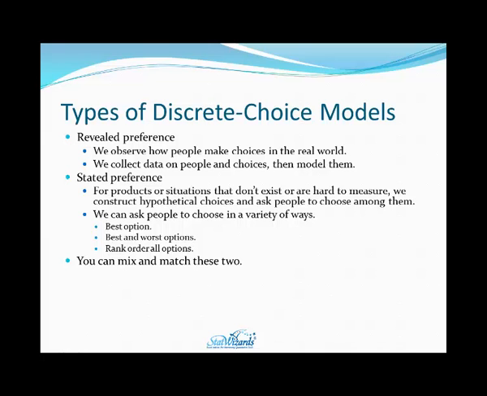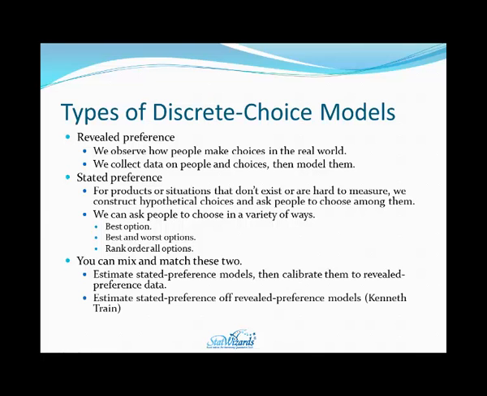We can also mix and match stated preference and revealed preference models. We can estimate stated preference models, then calibrate them to actual scenarios in the real world, or we can estimate stated preference off revealed preference models, sometimes called SP off RP, in which we start from choices that subjects have already made and ask them to choose among alternatives that would induce them to switch. Kenneth Train from UC Berkeley has developed estimation routines for this latter category.